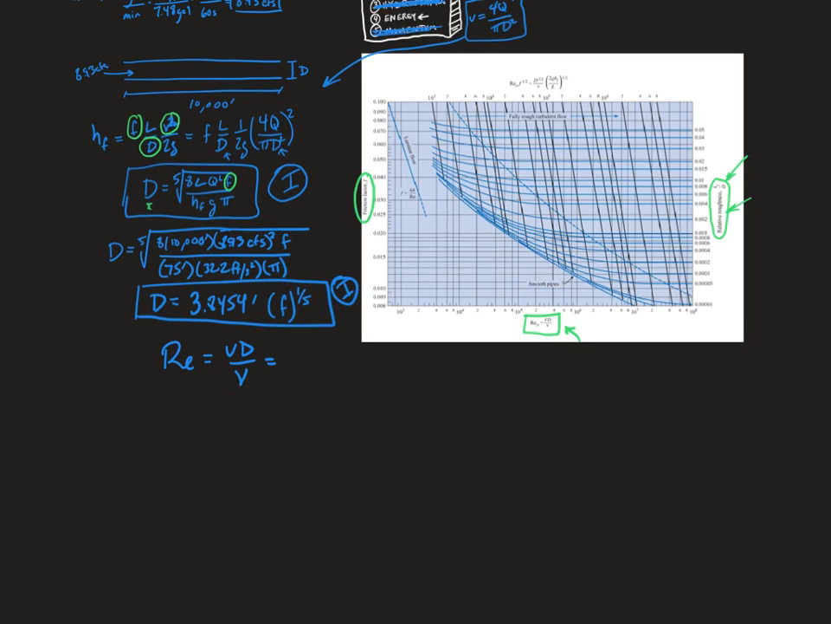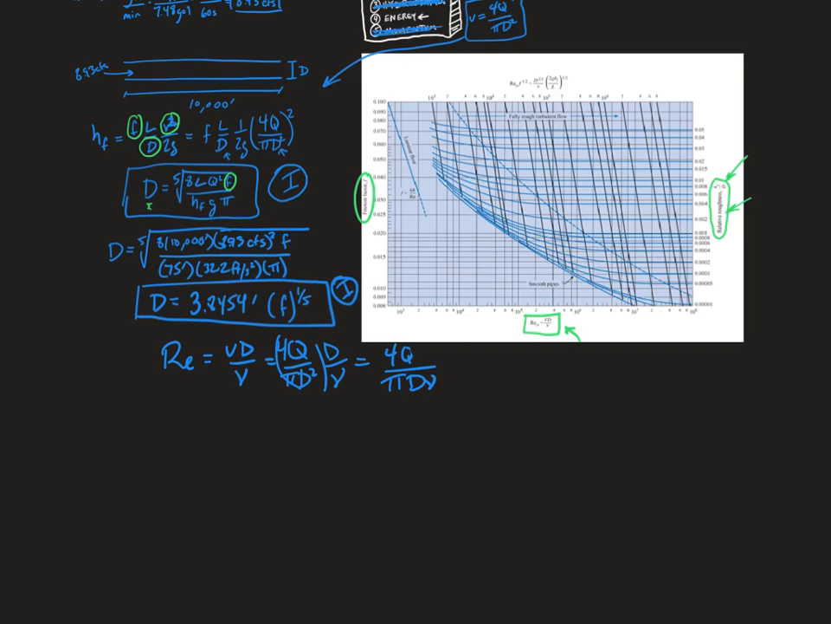In order to do that, in place of V, I'm going to put a function of Q. We did this earlier: 4Q over pi D squared, times D on nu. So this ends up being 4QD on pi D nu, and one of those D's is extra, so let's get rid of this one right here.